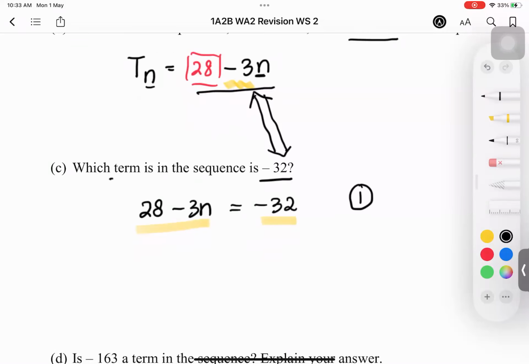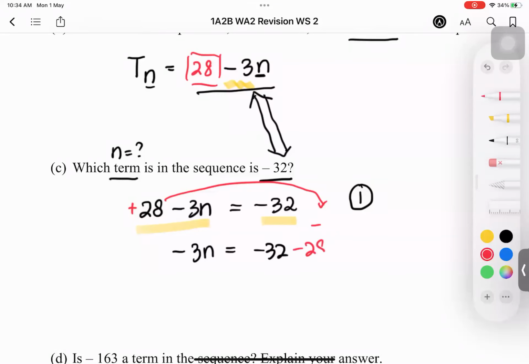They ask you which term, right? They ask you n is equal to what number? So we have -3n. Now this one over here is +28. How can I undo +28? Aiman, how to undo +28? -28. Yes, correct. Minus the 28 over here. So it's -32 minus 28.